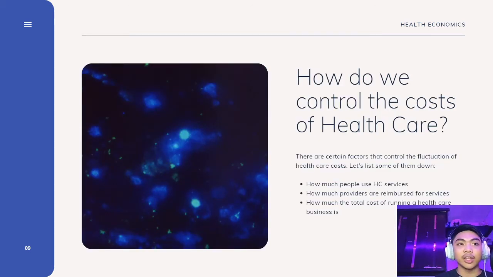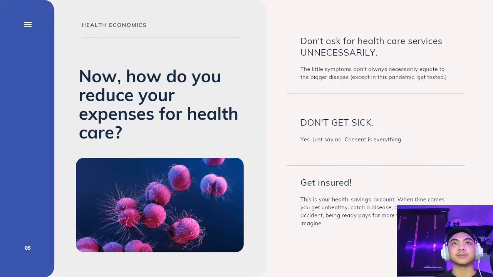Okay, so now, how do we control the cost of healthcare? We've listed down a few steps on how. First, ito yung mga factors kung bakit nagpa-fluctuate up and down ang cost ng healthcare. First is how much people use healthcare services. Next would be how much providers are reimbursed for their services. And lastly, what is the total cost of running a healthcare business?